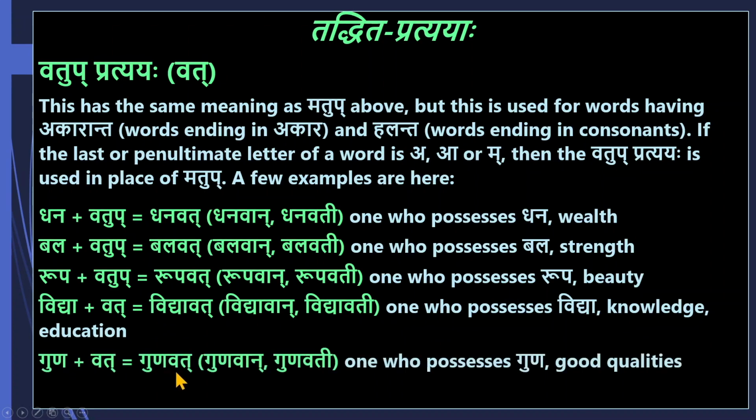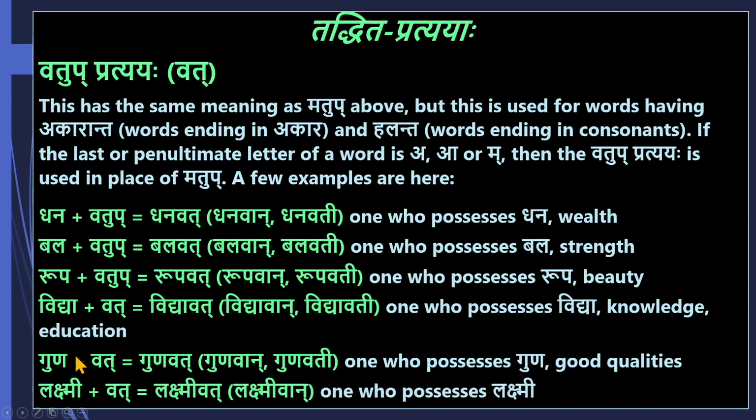Guna plus Vat is Gunavat. Gunavan, Gunavati. You can see all of them are ending in A or Aa. Gunavan, Gunavati is one who possesses Guna, good qualities. There is one exception here. Lakshmi is not ending in A or Aa, but Lakshmi gets a Vat, as an exception. Lakshmivan, one who possesses Lakshmi.